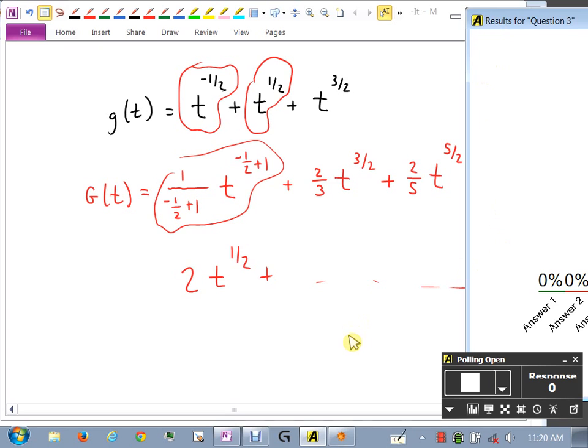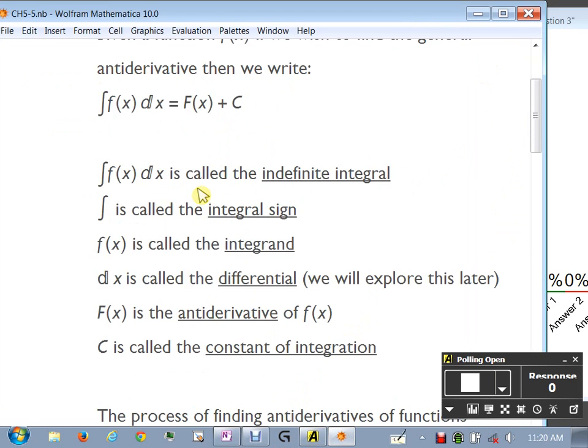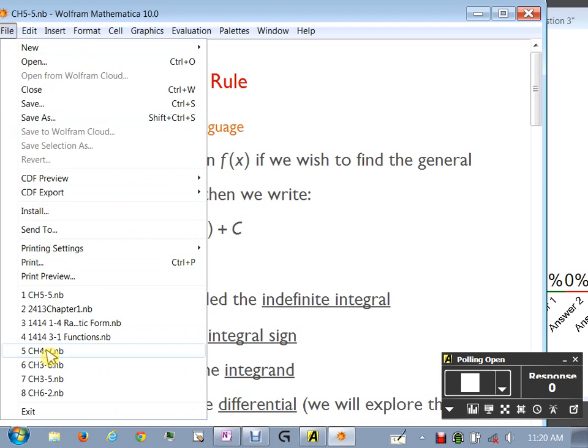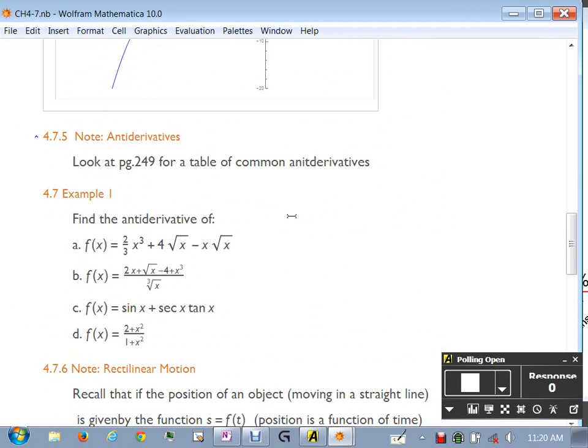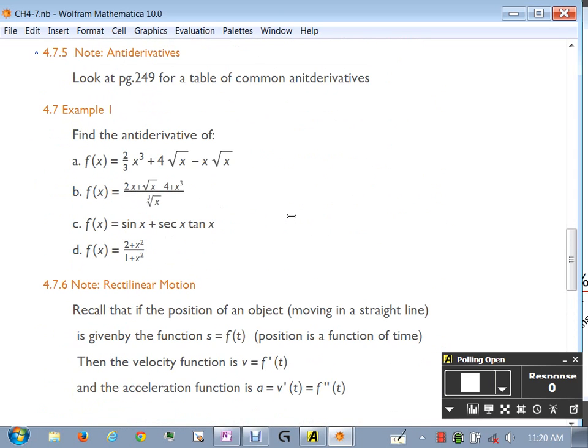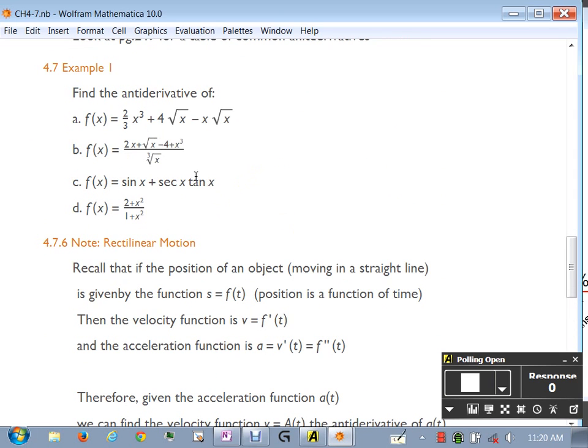So what were we talking about last class? The antiderivatives, right? We started talking about antiderivatives, and we had done a couple of examples. We didn't finish this one, but we got somewhere around here. So what I'd like to do is part D of this example, 4.7 example 1.